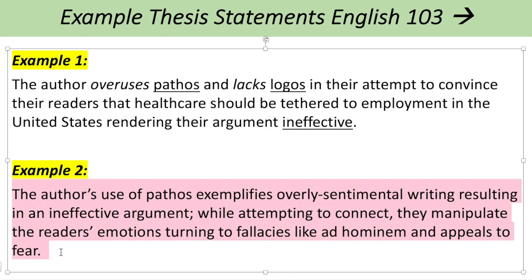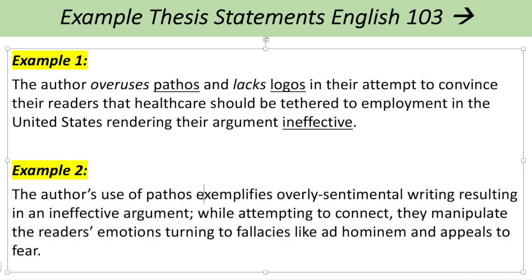Example number 2. "The author's use of pathos exemplifies overly sentimental writing, resulting in an ineffective argument. While attempting to connect, they manipulate the reader's emotions, turning to fallacies like ad hominem and appeals to fear." So here we have "exemplifies overly sentimental writing," which we know is a negative thing. We see that it resulted in an ineffective argument. They continue and they tell us that they manipulated the reader's emotions, turning to fallacies like ad hominem and appeals to fear.